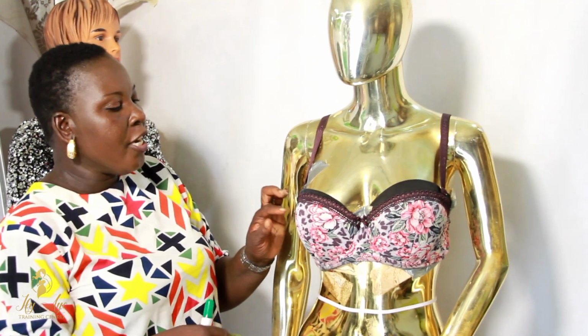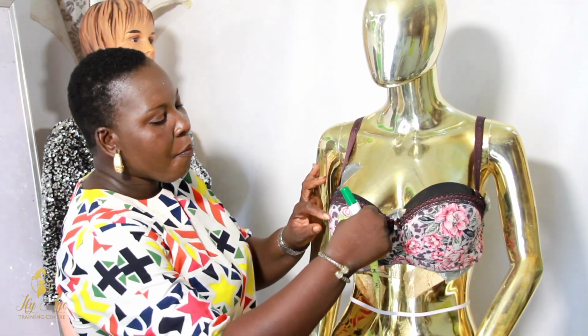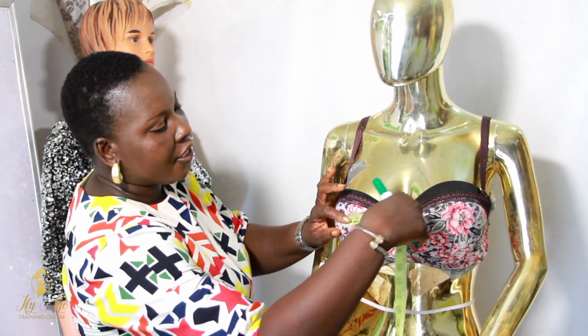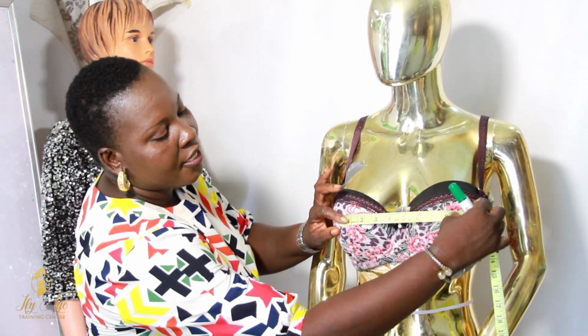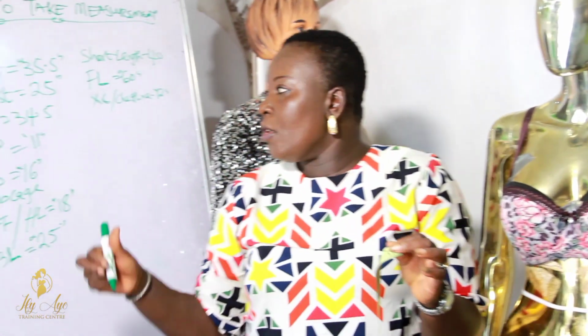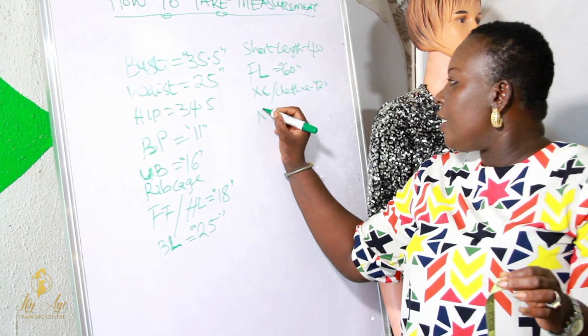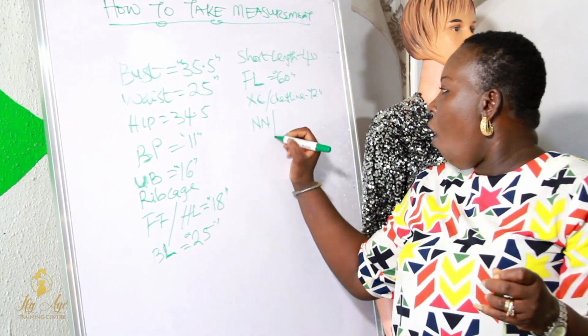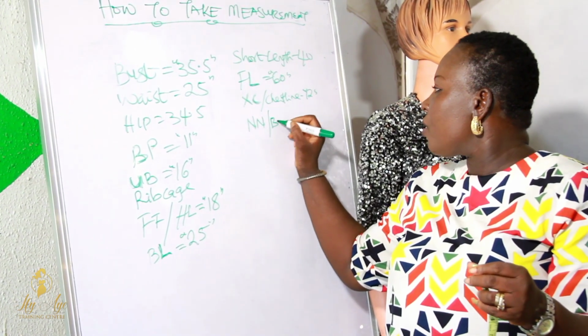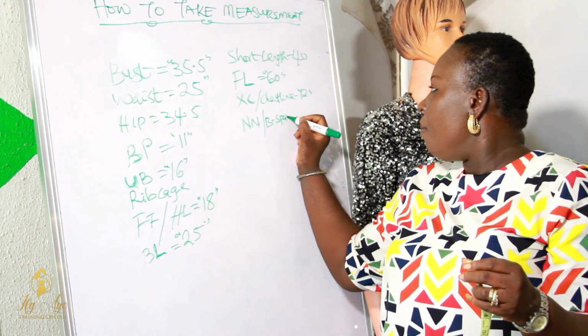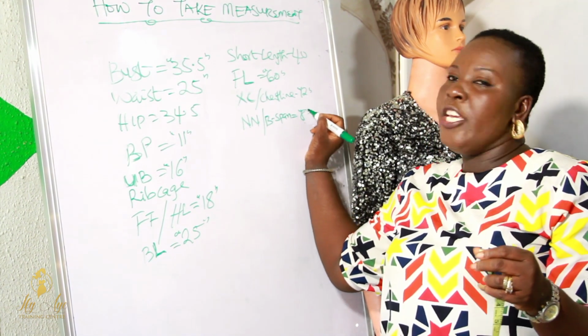Then you take your nipple to nipple. Some call it bust span. So when you see bust span or nipple to nipple, it's the same thing. Our nipple to nipple for this client is 8 inches. NN or bust span, which is 8 inches.